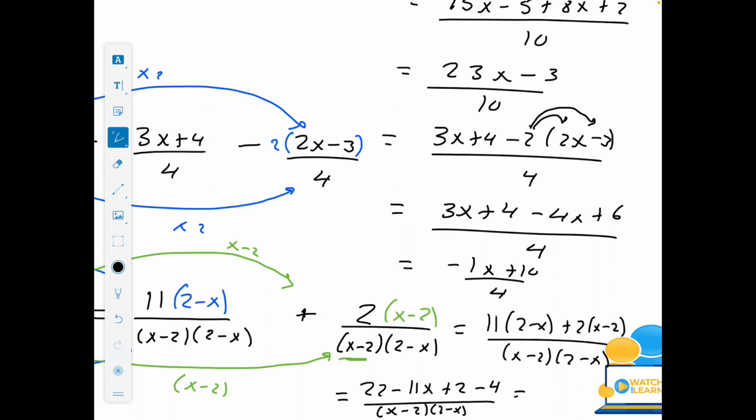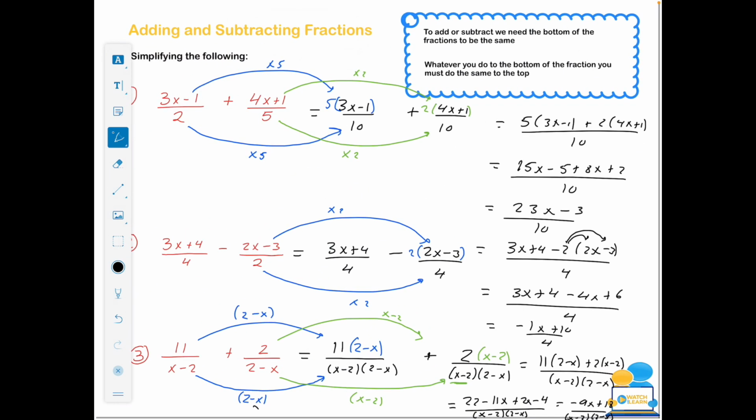And then we'll just tidy up the top a little bit. We'll put our x's together. Sorry, there should be an x there. So minus 11x plus 2x will be minus 9x. 22 minus 4 would be plus 18, all over x minus 2 and 2 minus x.